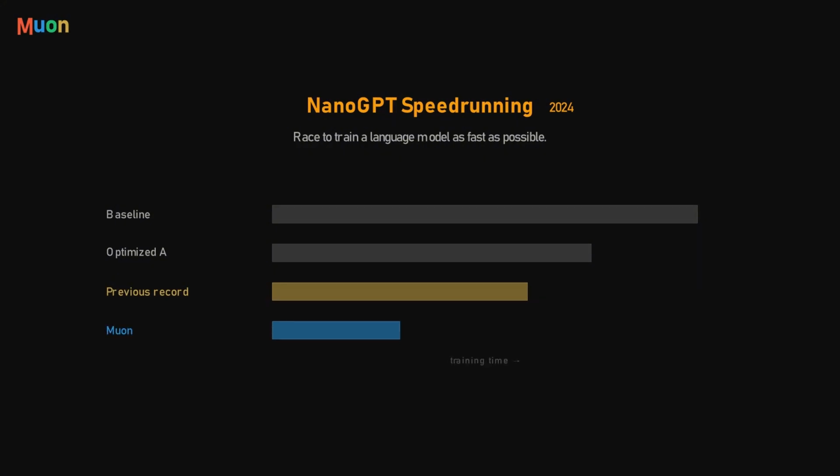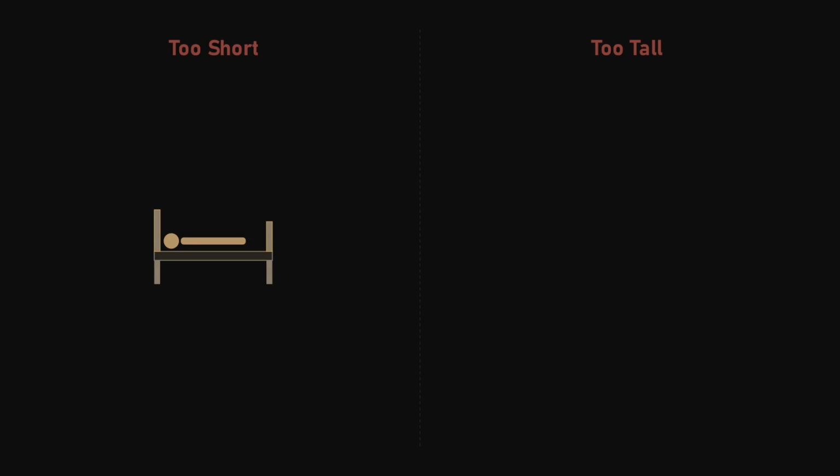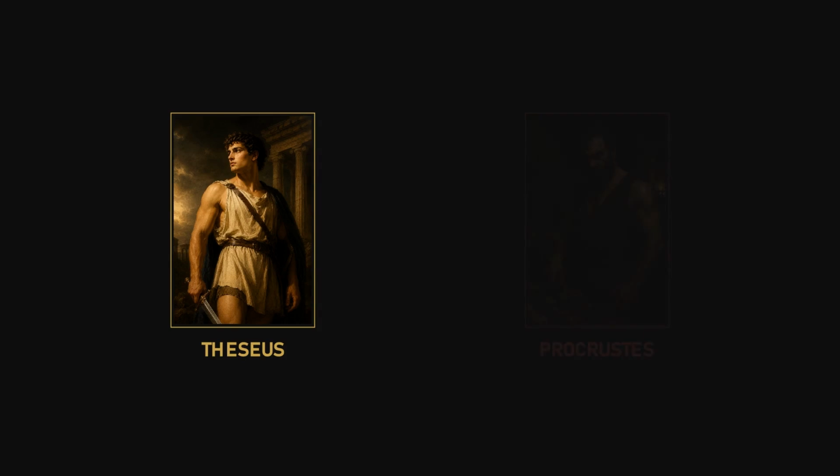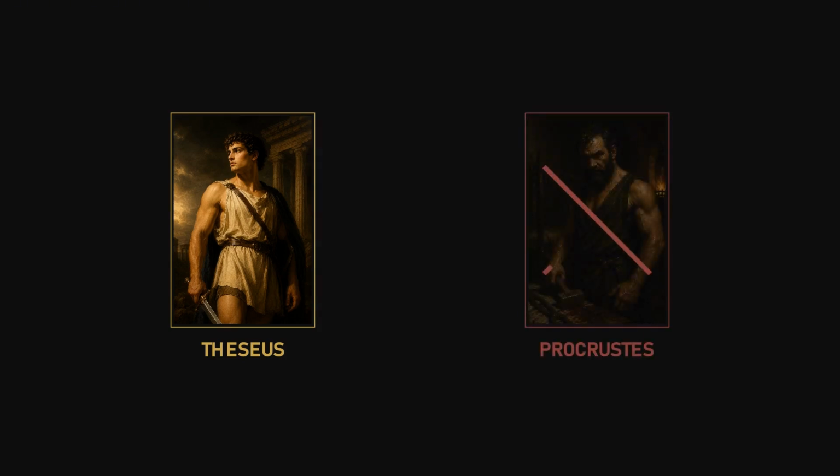Find the nearest matrix that introduces no distortion. That exact question has a name and a story. There was a man in ancient Greece named Procrustes, a bandit who offered travelers a bed on the condition that they fit it perfectly. Too short, he stretched you on a rack. Too tall, he cut off the excess. He forced things to fit by destroying them. The hero Theseus finally killed him the only fitting way, by forcing him onto his own bed.